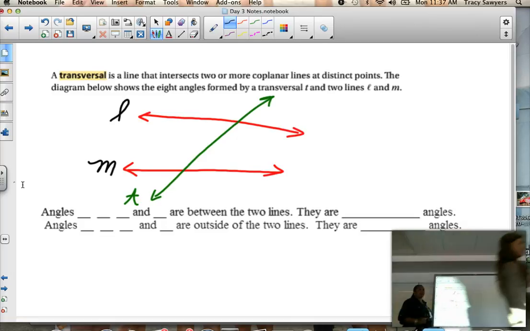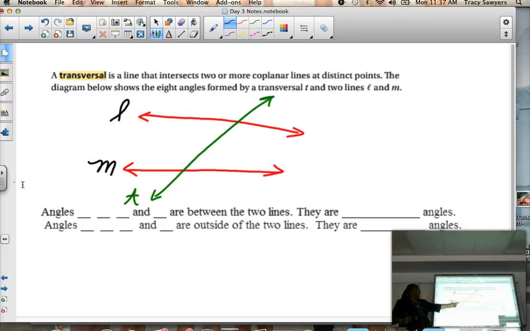Notice that the green line that I have here intersects both L and M. L only intersects one line, right? L only intersects line T. M only intersects line T. So you know that the transversal has to be the green one. Does that make sense? Yes.